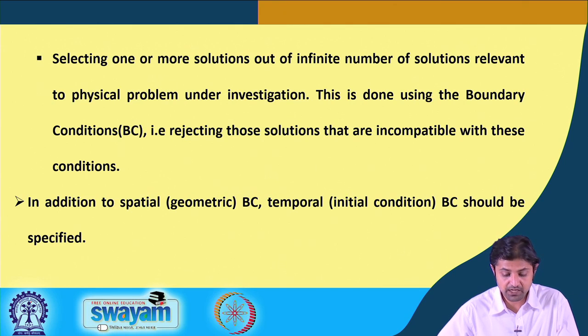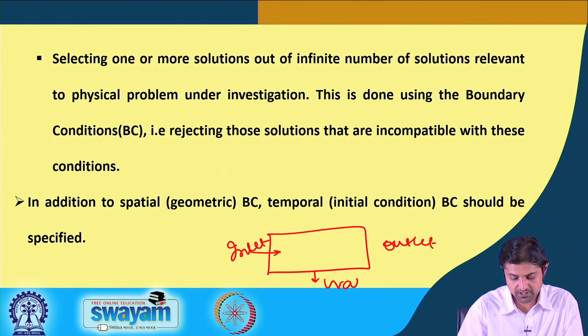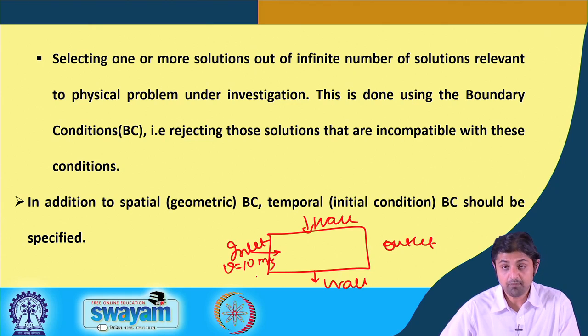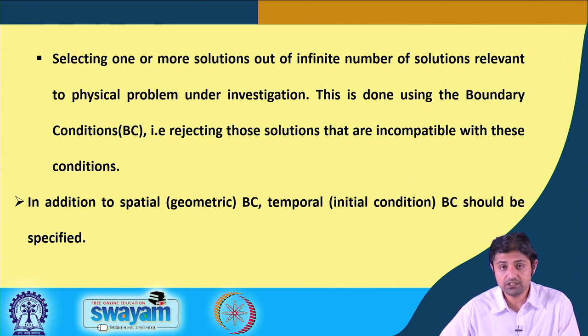Now, in addition to the spatial boundary condition, as I said, so this is, let us say, inlet, outlet, wall, for example. So, this is the inlet here where velocity is given like 10 meters per second or something. Apart from this, these are called the spatial boundary conditions or geometrical boundary conditions, but there will also be a temporal boundary condition. So, boundary condition in time, that boundary condition in time is called initial condition. So, initial condition is nothing but a boundary condition in time.